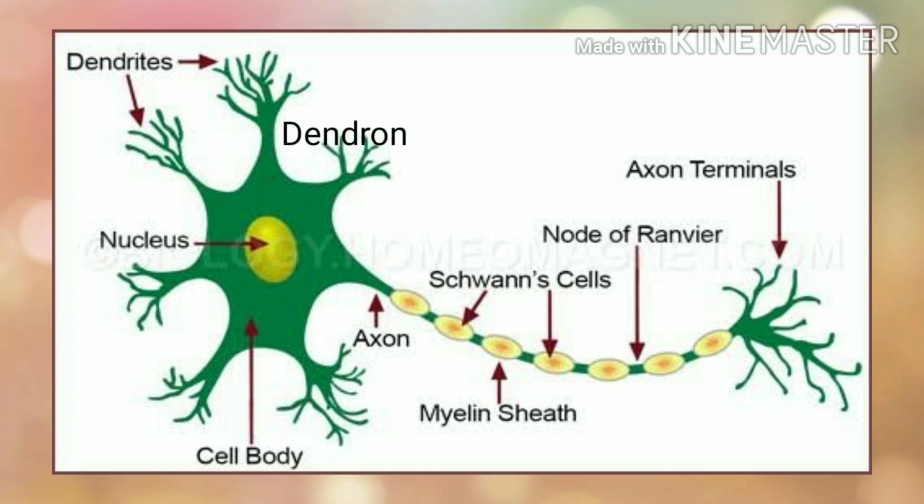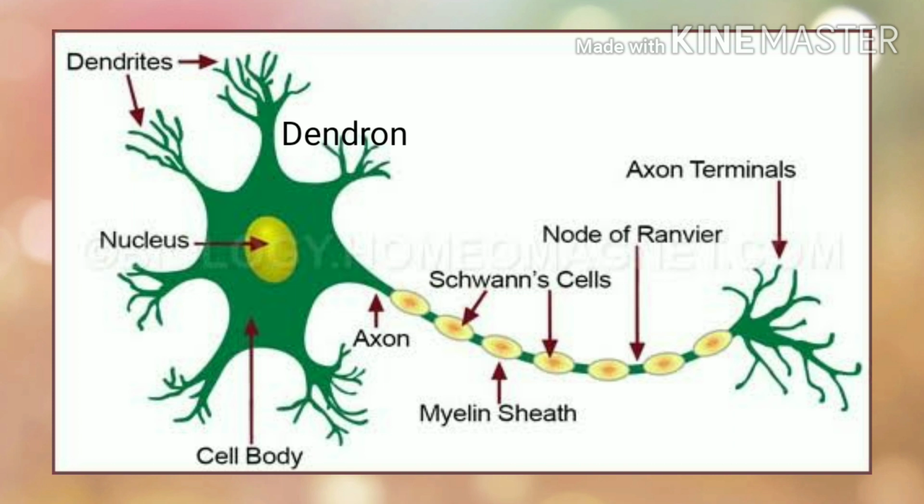Then you can notice gaps in between the myelin sheath. Those gaps are called nodes of Ranvier.